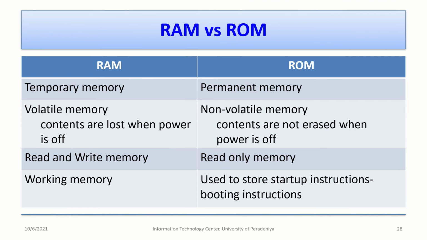So if it is volatile, then what will happen? The computer cannot be started because we need a constant power supply to maintain this information in ROM. But since this is non-volatile, these instructions are not lost even when power is off. So that's the difference between RAM and ROM, right?